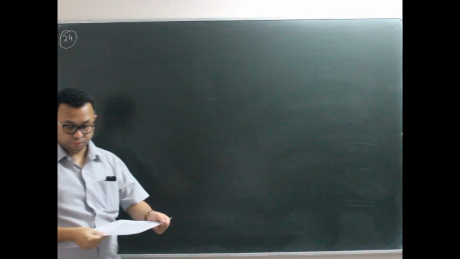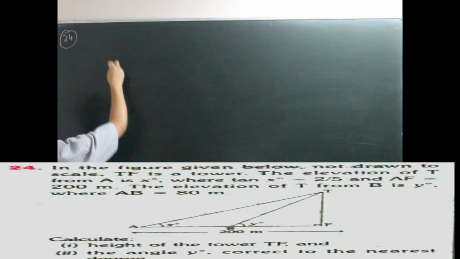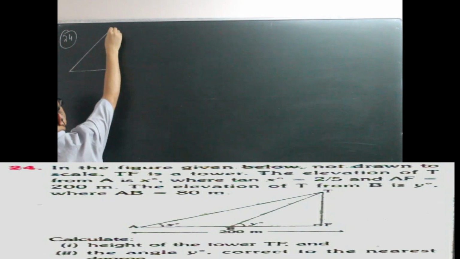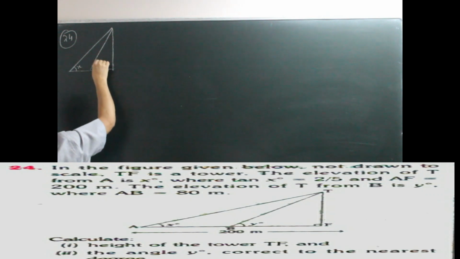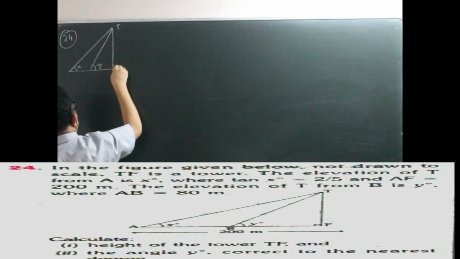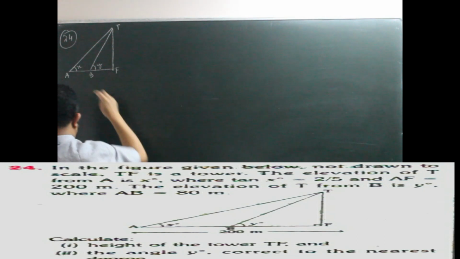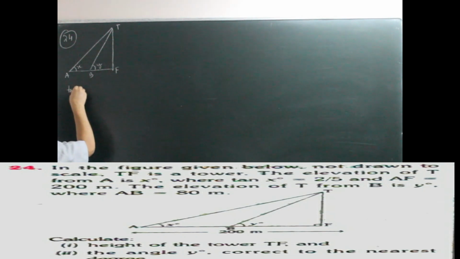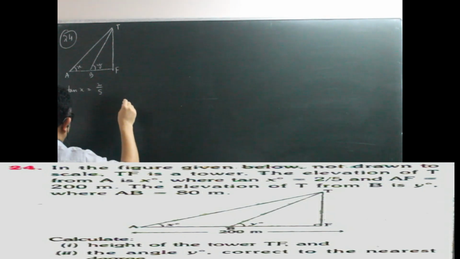Okay, so if I am taking question number 24, they have given you a diagram of the figure also. So here is the diagram. In this diagram, they have given that this angle is X, this angle is Y, this is given as T, this is given as F, and this is A and B. And it is given that tan x is 2 by 5 and AF equal to 200.